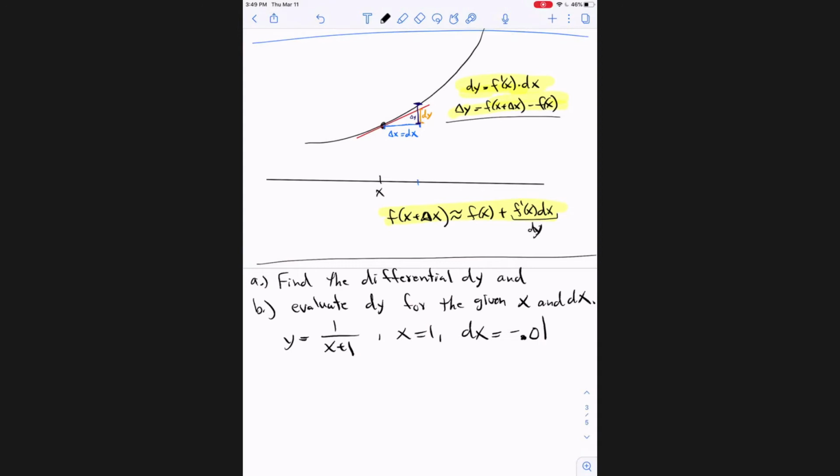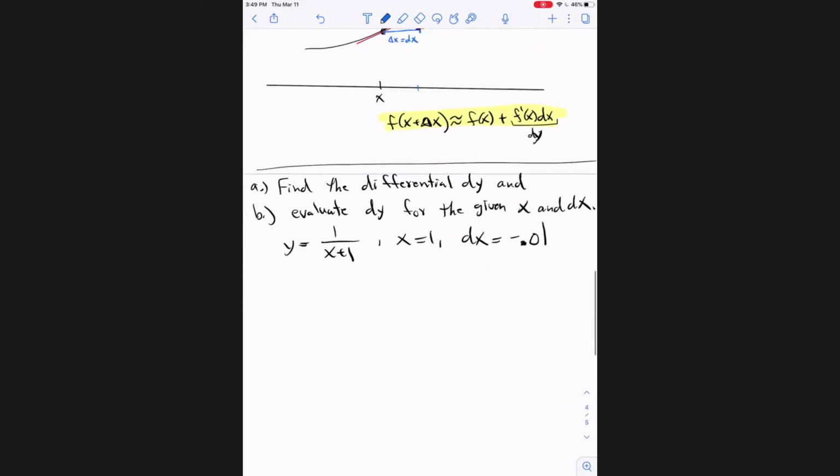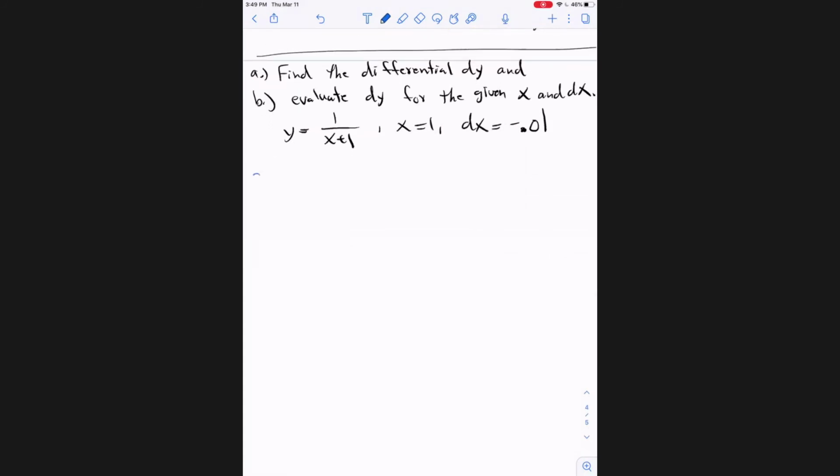So here, let's go ahead and do this here. Part A, I'll do the solutions in blue. So the black was given to me. The blue is what you'd have to do. So find dy. Well, first let me rewrite it as x plus 1 to the minus 1. Take the derivative. That's negative 1 times x plus 1 to the negative 2 times the derivative inside, which is 1, times dx. So let me go ahead and rewrite it as negative 1 over x plus 1 squared, because I know I got to plug in stuff later.